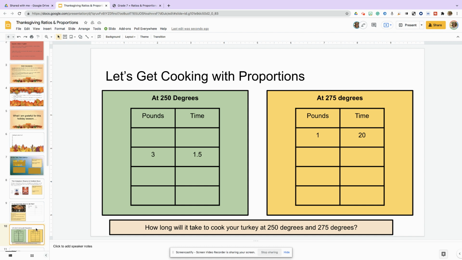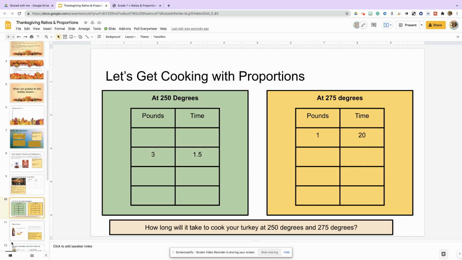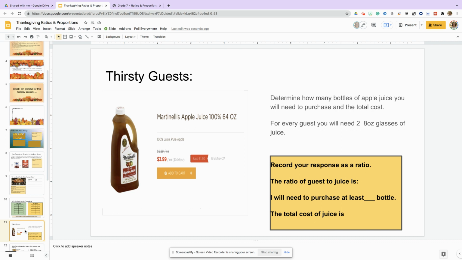All right, and once they've done that, they can get cooking with proportions. This is fun, so I've plugged in some values here, and the students will be able to determine how long it will take to cook their turkey given these two different cooking temperatures and the size of their turkey. So a lot of open-ended tasks, and again, you can include additional scaffolds and support depending on where your students are in this learning progression.